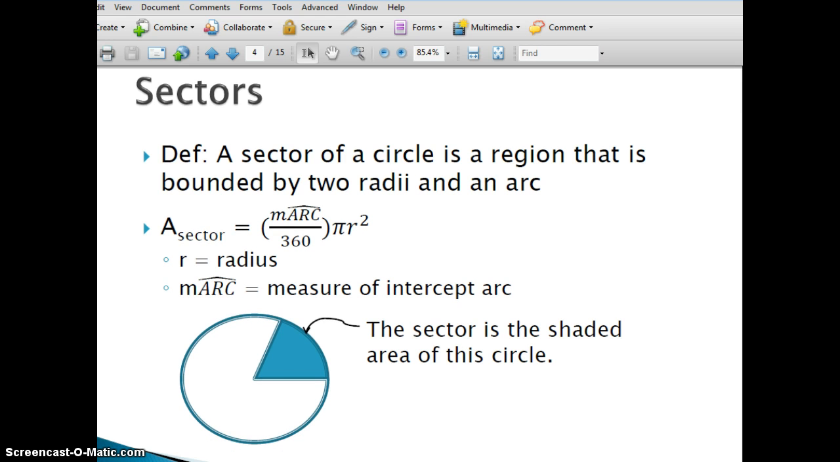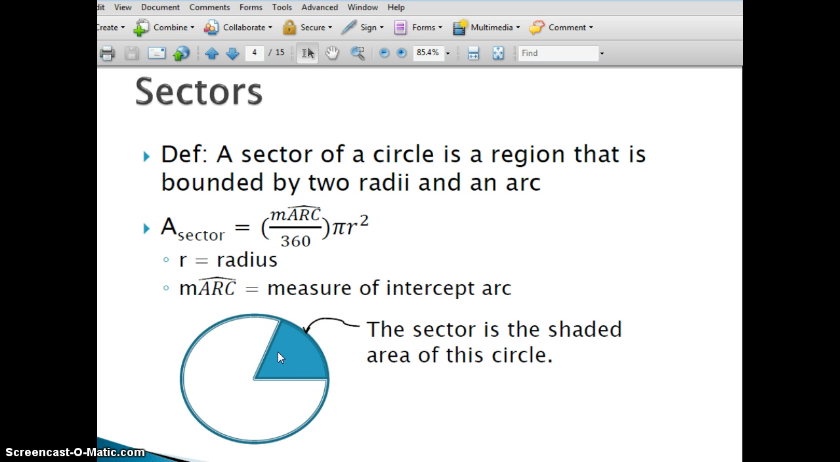Now for sectors, the sector is the portion of a circle that it takes up. So a sector of a circle is a region, this shaded area right here, that is bounded by 2 radii and an arc. So this is a radius, as is this. These are my 2 radii, and this is the arc that's bounding it.